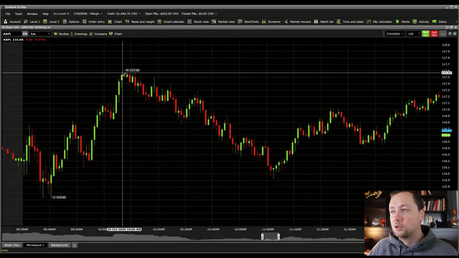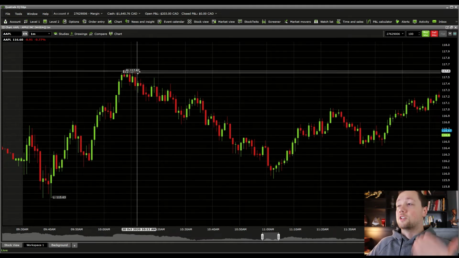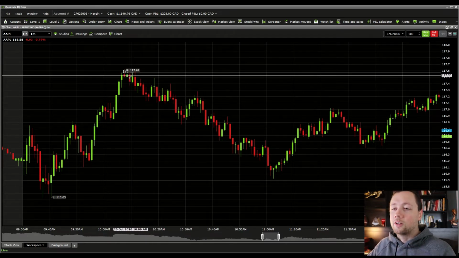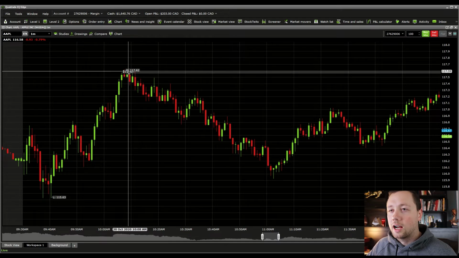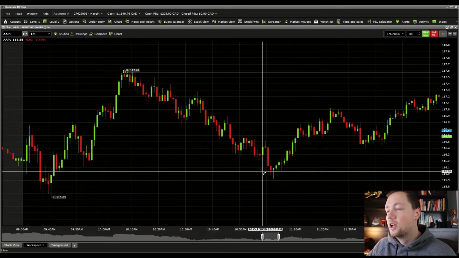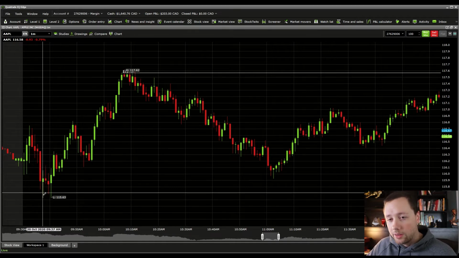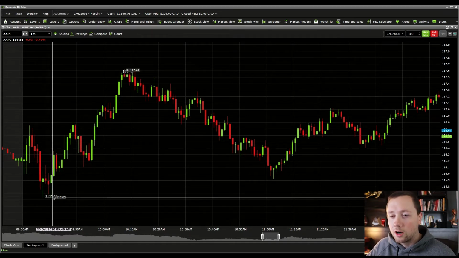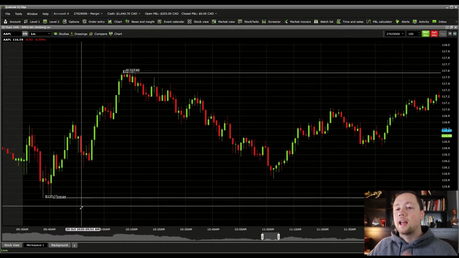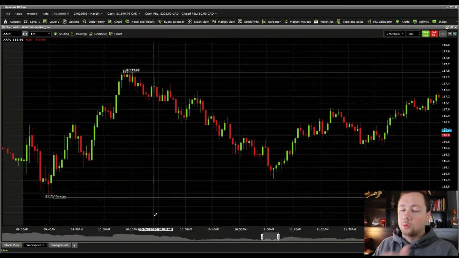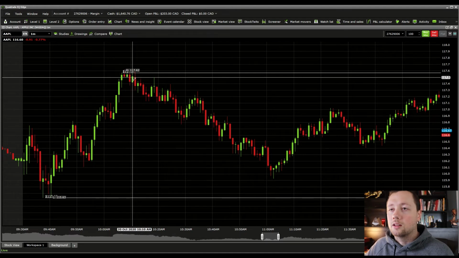So the first thing I'm going to do here is draw our resistance that was established from the high that was set at the early morning around 10:08 a.m. We have a clear high that was set at $117, and the stock hasn't traded really close to there ever since. We also have a low that was set early this morning around $115, and that was set at around 9:40 a.m.